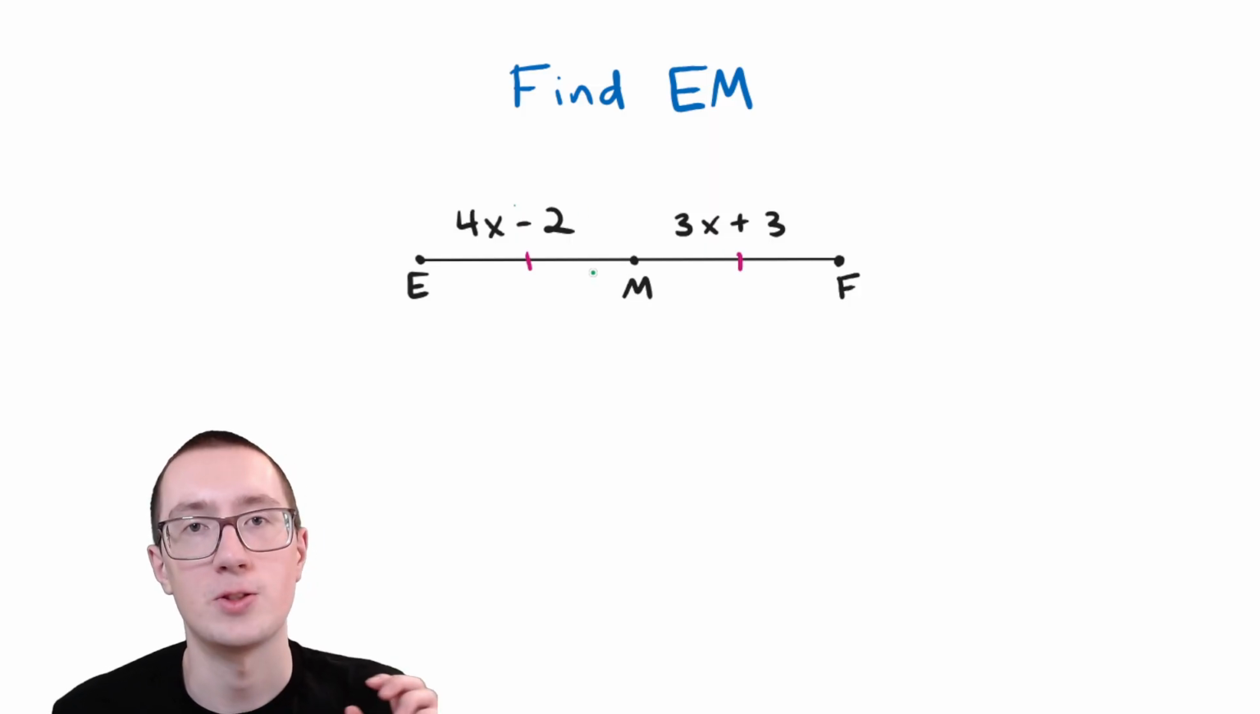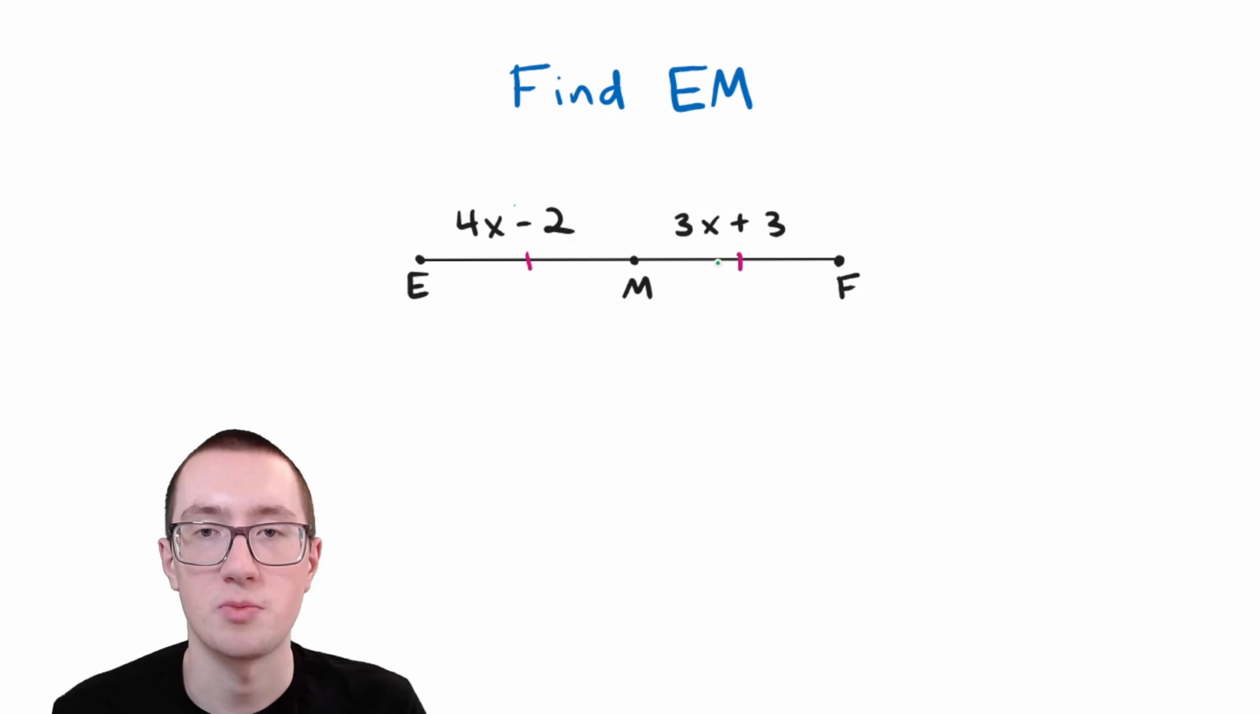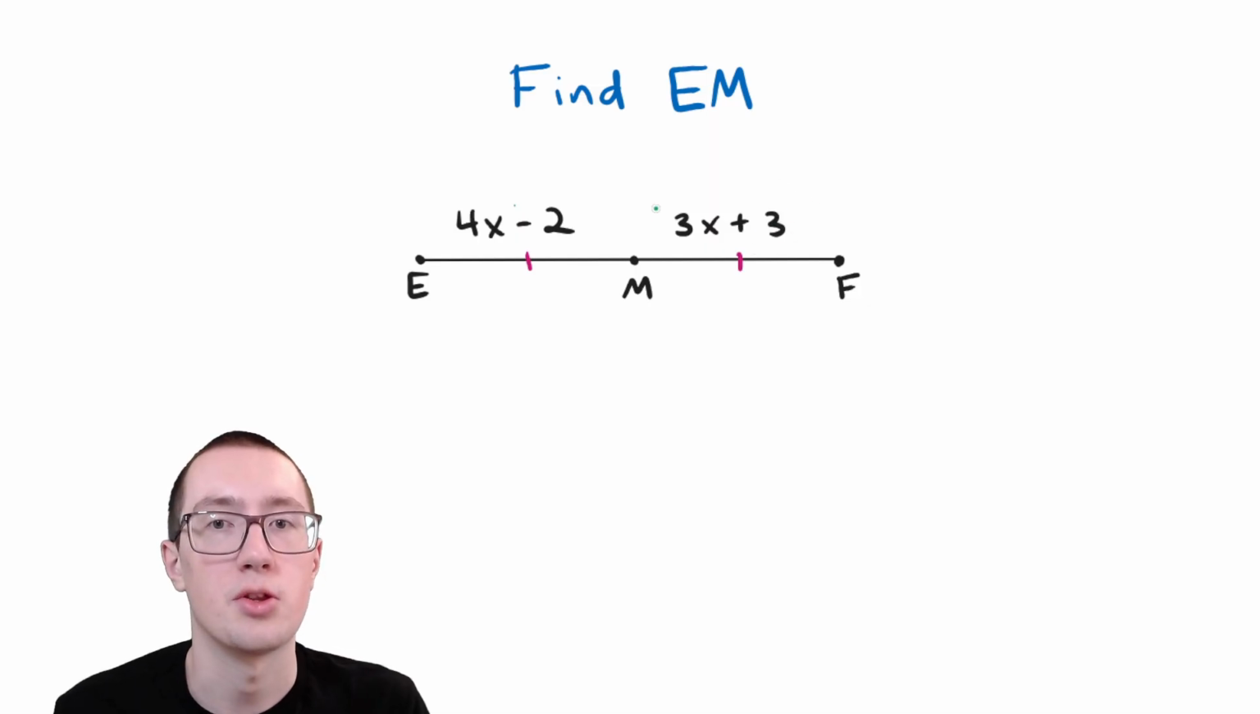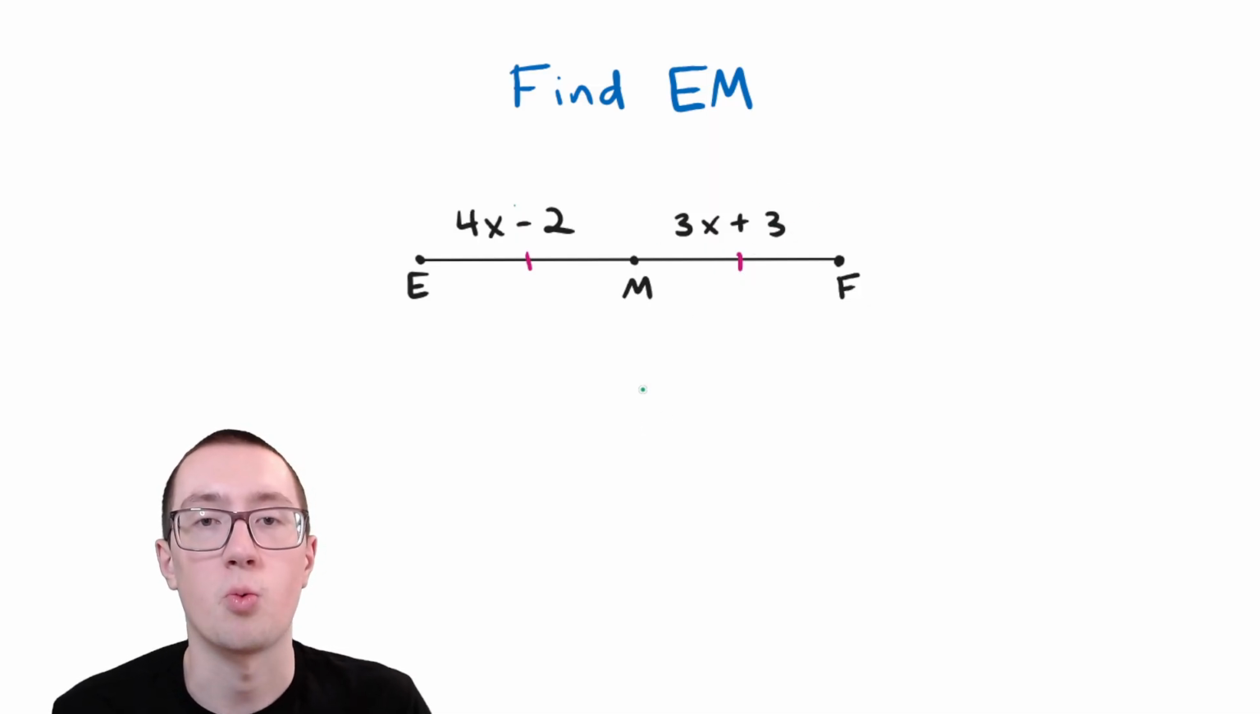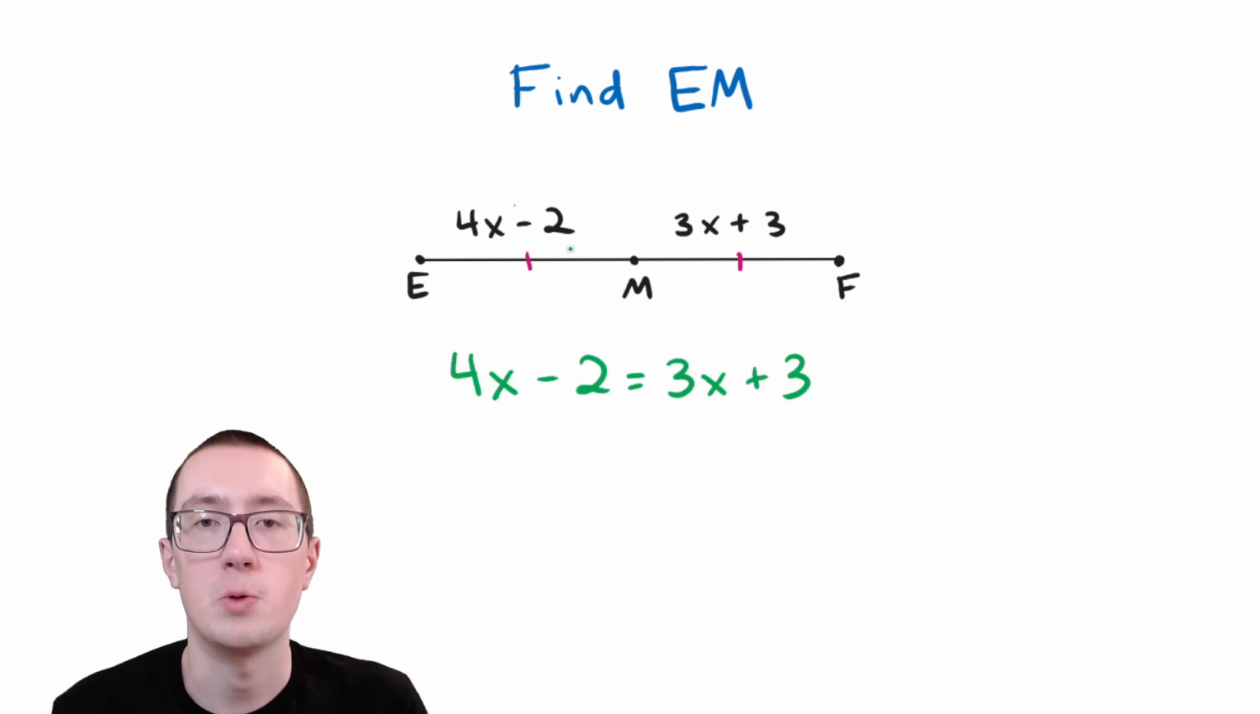So to do this, we're going to have to turn on our algebra brains a little bit. Remember when I said that the tick marks mean that they're the same distance. So we know that the 4x minus 2 distance is the same as the 3x plus 3 distance. So what we can do is set up an algebra problem where these are equal to each other, because we know that 4x minus 2 has to be the same as 3x plus 3 because they're equal.